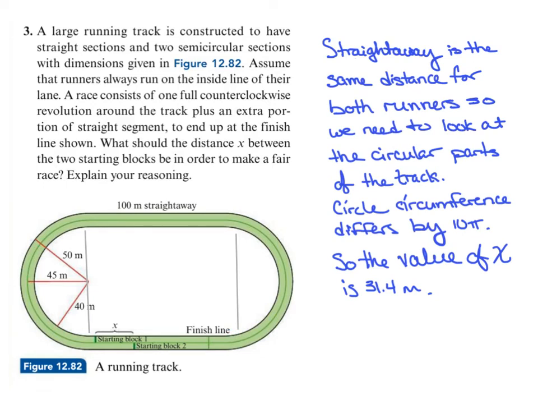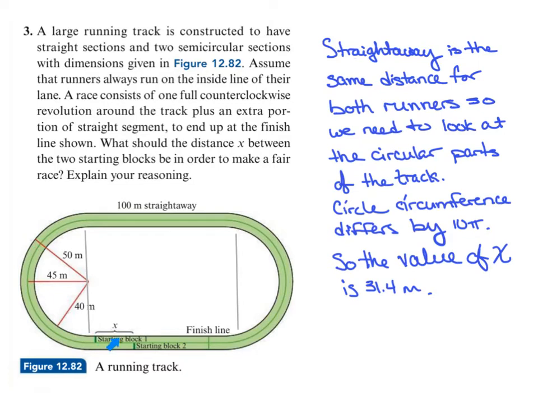Assume that the runners always run on the inside line of their lane. A race consists of one full counterclockwise revolution around the track, plus an extra portion of straight segment to end up at the finish line shown. What should the distance x between the two starting blocks be in order to make it a fair race?